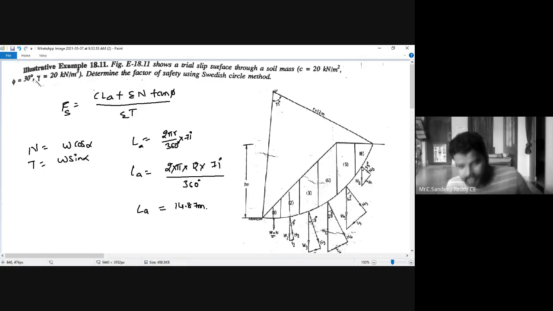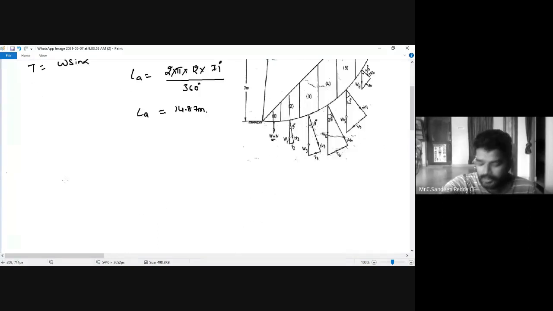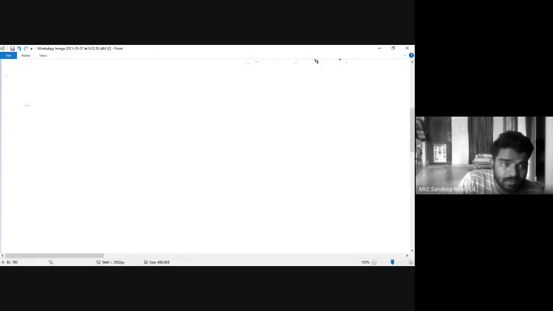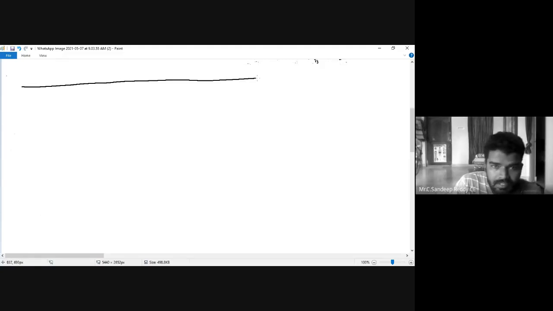Now you have to find out what is N, T, for each slice, W for each slice. Three variables are there. So for that, let us make a small table. So here, let me draw a simple table here. Just a minute. So for each slice, we will get W, N, and T.